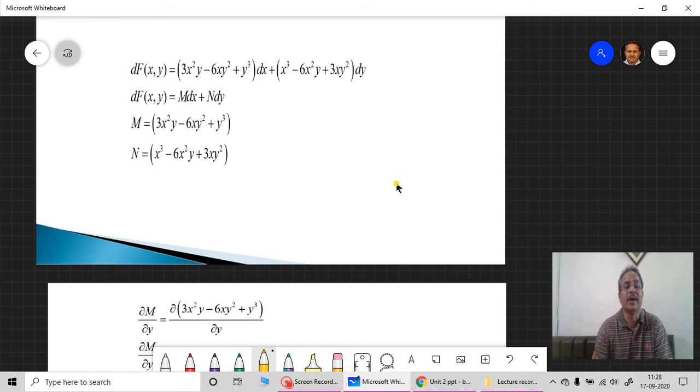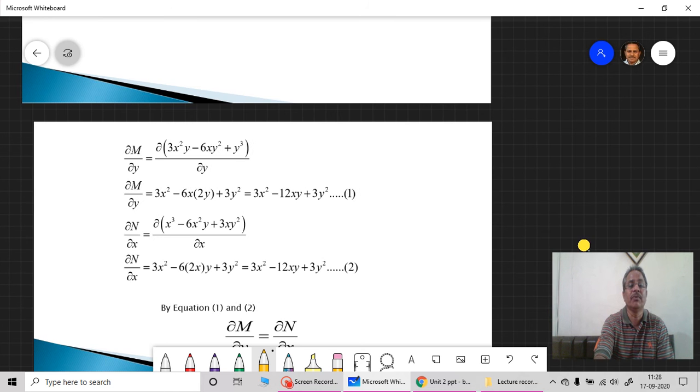So df of x, y is equal to 3x square y minus 6xy square plus y cube into dx, plus x cube minus 6x square y plus 3xy square into dy. So m dx plus n dy can be written, where m is 3x square y minus 6xy square plus y cube, and n is equal to x cube minus 6x square y plus 3xy square. Now this is what m and n are.